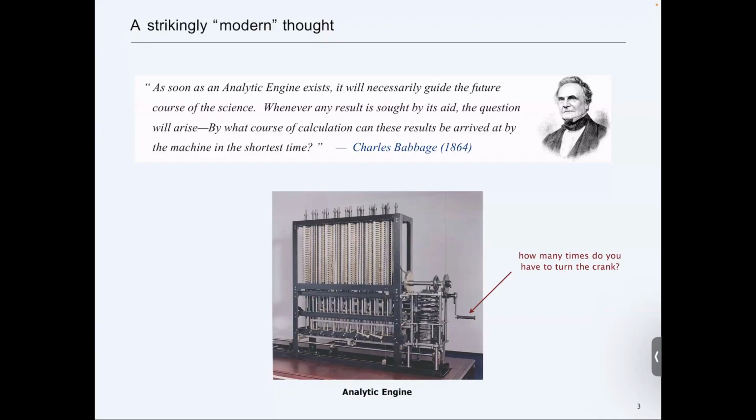So when he's talking about the shortest time, what he's really talking about is this: how many operations does the machine need? How many mechanical steps are required? And really, how many times do we have to crank this particular machine? And honestly, that's the same question that we're talking about today. Modern computers are just simply very, very fast compared to this machine that you see on the slide. But the computational cost still matters.